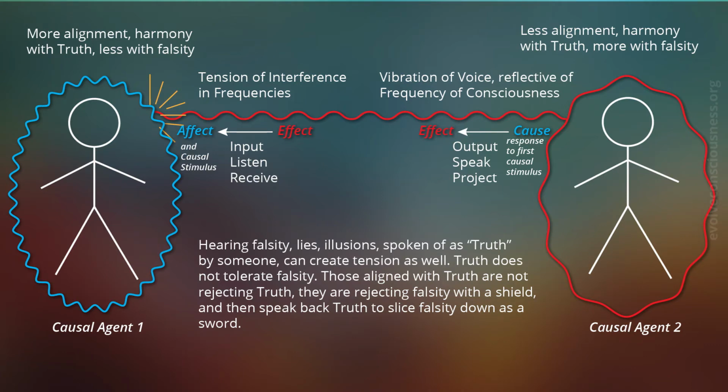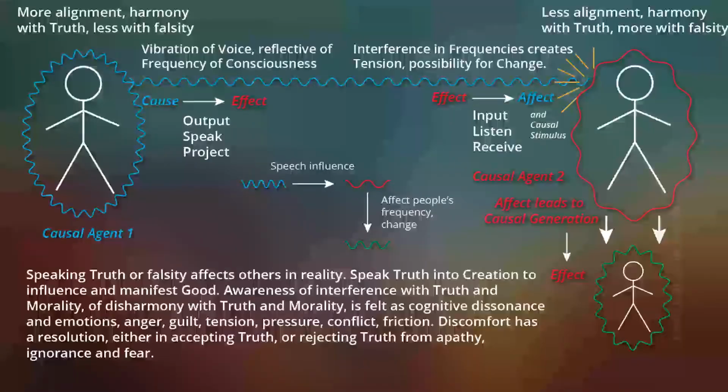So infographic number 4. This is a re-explanation of the first one. So the more an alignment person has vibrancy, the vibration of voice, the reflective of their consciousness, they're a causal force that outputs an effect. To output, speak, and project onto the other person. Interference in frequencies creates tension as a possibility for change, so the effect in red comes in as an affect because it's now a causal stimulus to that person. And so they input, listen, and receive it.